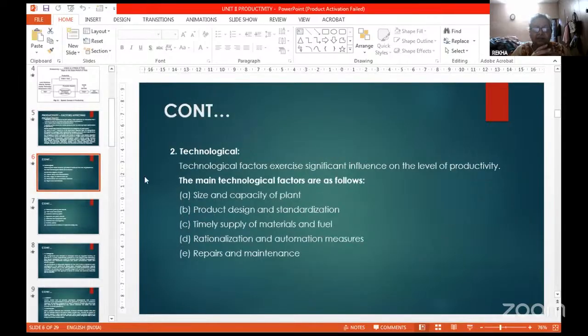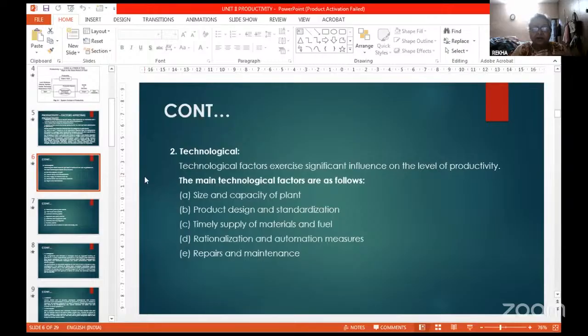Then the technological factors are there. First is the human factor, second is the technological factor. No matter how good machines you have, even today when we have artificial intelligence at our fingertips, how we use it and what we want will matter. Technological factors exercise significant influence on the level of productivity.